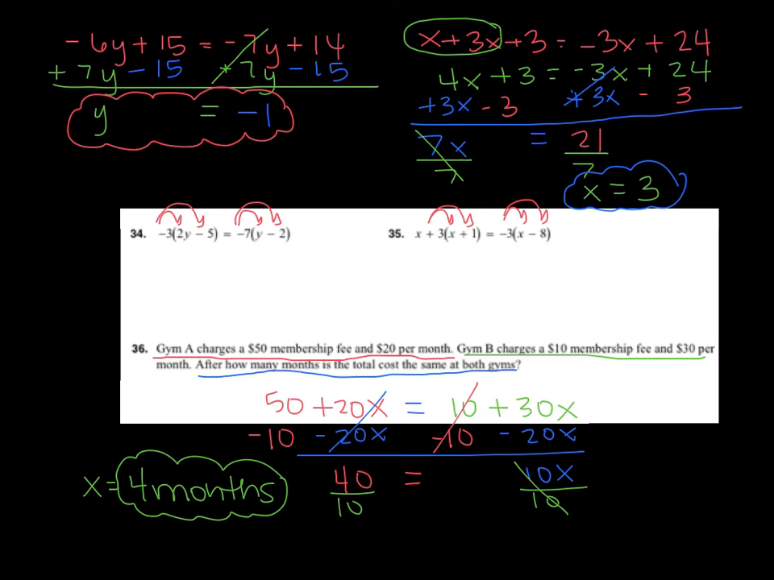Okay, so in this problem, I chose to do the opposite of positive 20, which was negative 20x. 30 minus 20x is 10x. Since my x's wound up on the right, I had to get rid of this 10 by subtracting. 50 minus 10 was 40. And then the opposite of multiplying by 10 was to divide, and 40 divided by 10 gave me 4. So that means that in 4 months, the gyms would cost the same.